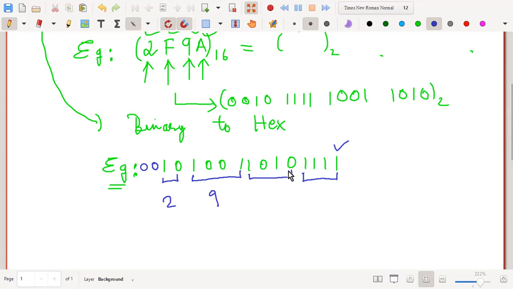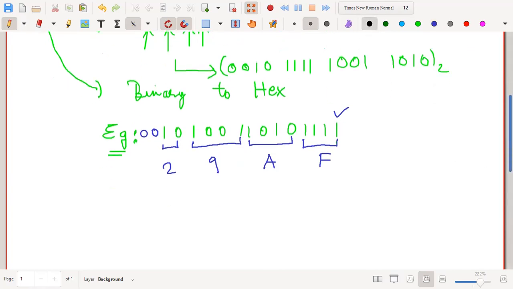So now 1010. Now what is 1010 in hexadecimal? This is A, and then 1111. 1111 is F. So in this way, very easily you can do the conversion. Okay. Now let us say, for example, you have to do the conversion of this fractional number.